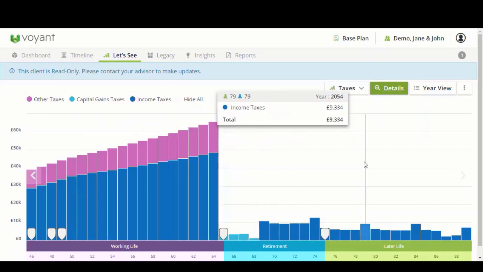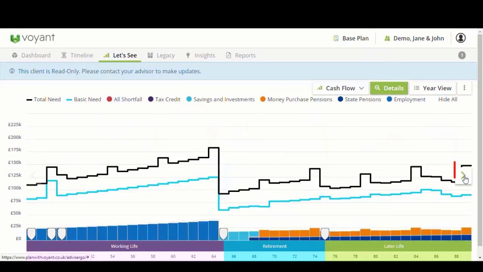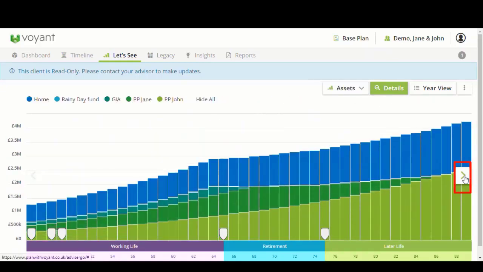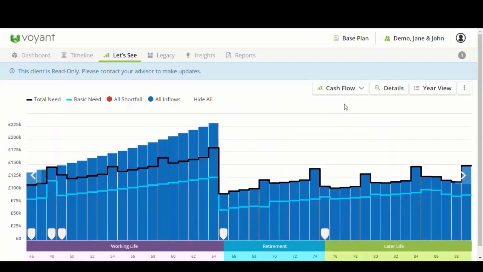Now if you wanted to see the chart, not only can you use the drop down, but you can also use the arrows at the sides of the chart, and you can move through them if you're using a tablet, or if you're using a laptop, you can still access all of the charts in the same way. Let's go back to cash flow.